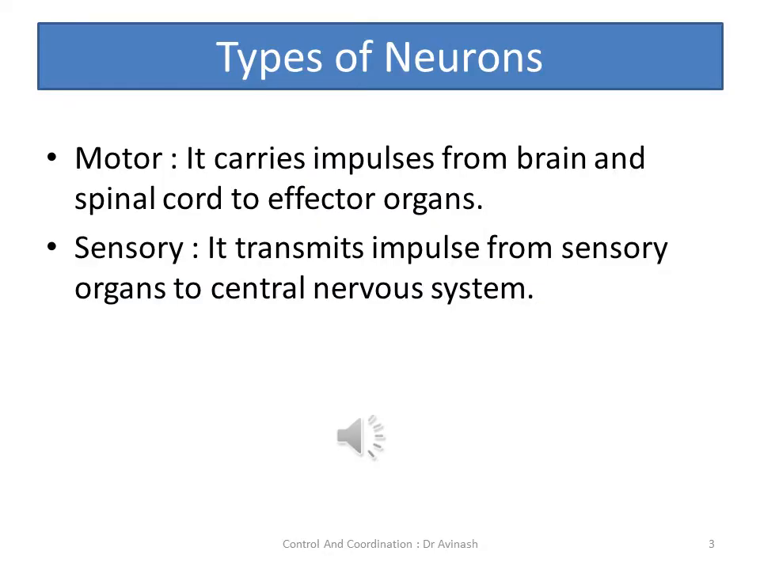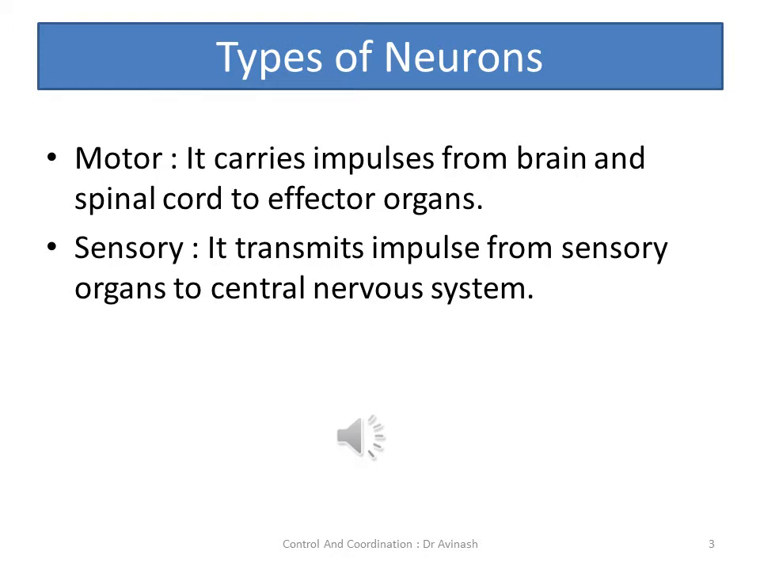During our discussion we have already seen that there are two types of neurons: first is the motor neuron and second is the sensory neuron. Now what is a motor neuron? The neuron which carries impulses from the brain to the spinal cord or to effector organs is called a motor neuron, whereas sensory neurons carry information or impulses from sensory organs to the central nervous system, that is towards the spinal cord and then to the brain. So these are two types of neurons.